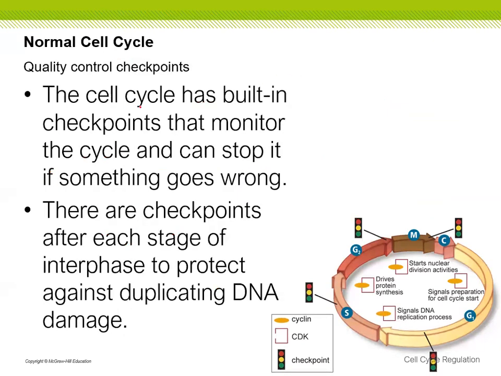So the cell cycle has built-in checkpoints. These monitor the cycle, and if something's going wrong, abort, cancel, get rid of it. There are checkpoints at each stage of interphase to protect against duplicating DNA damage. Again, it needs to be accurate. Even if it only makes one mistake out of every million genes, that will cause substantial problems. It needs to be more accurate than anything you can really think of, more accurate than computers, etc.